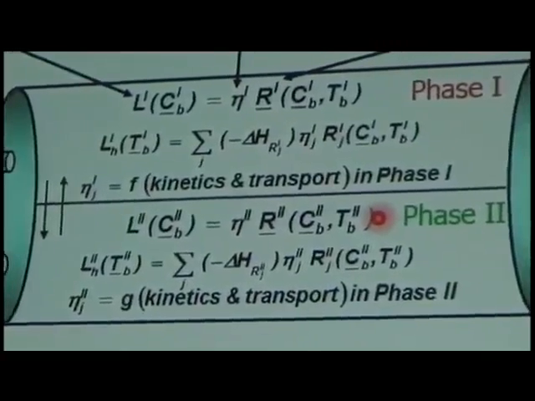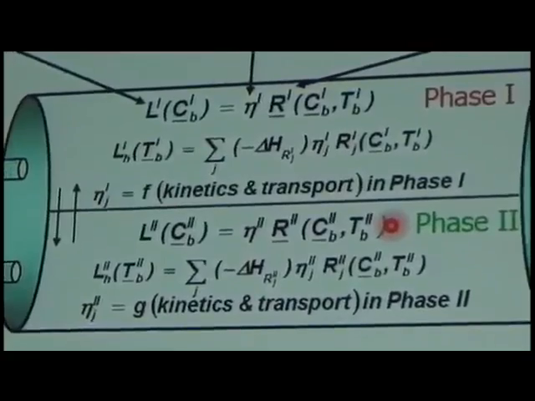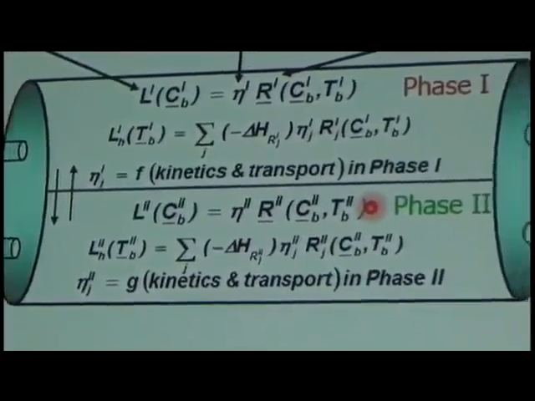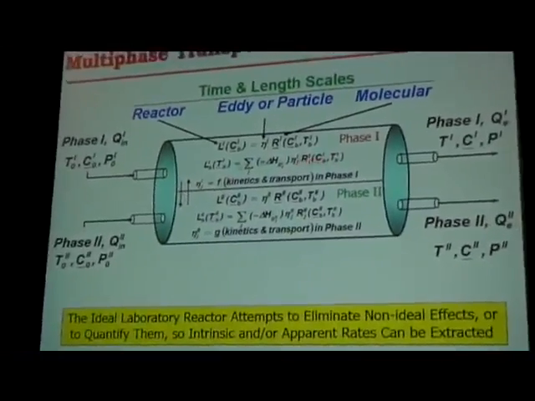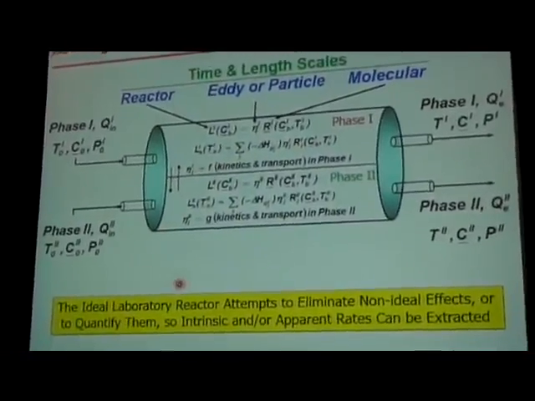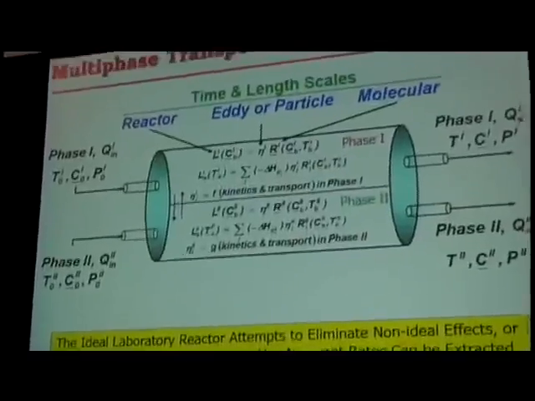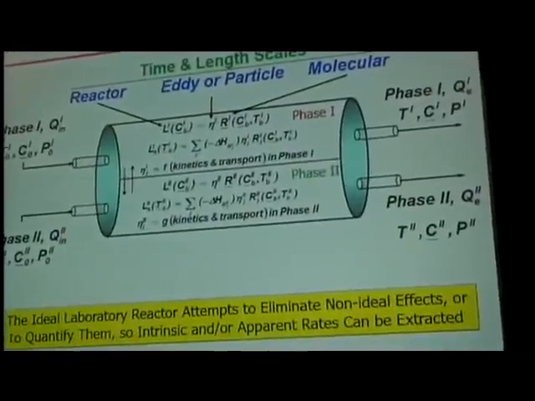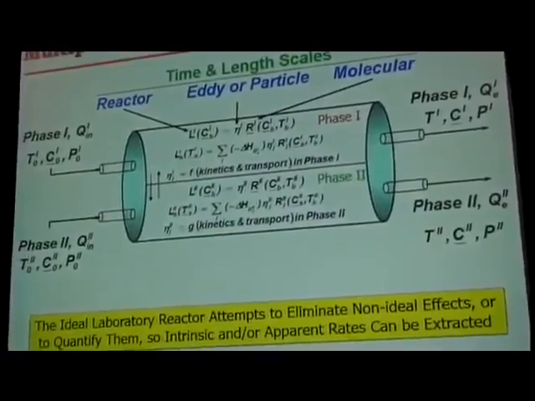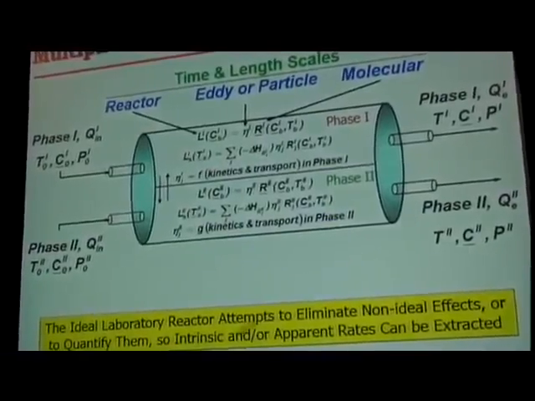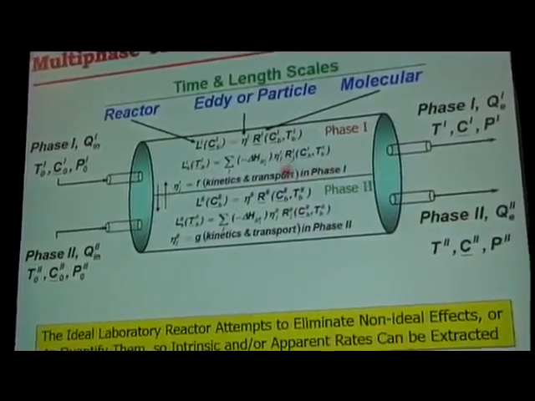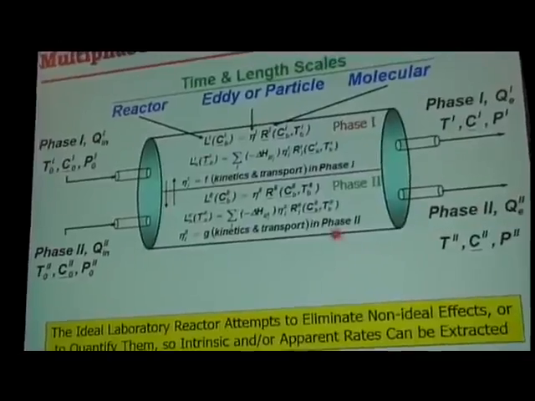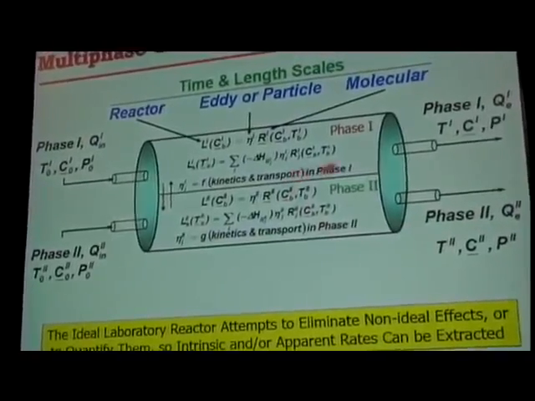In some cases, it can have a different set of reaction kinetics. So what we're trying to do in an ideal case when we want to look at kinetics, is basically eliminate, as shown here, the non-ideal effects, or if they are present, to quantify them in some fashion so we understand how they may impact the observed rates that we measure in some particular laboratory reactor.